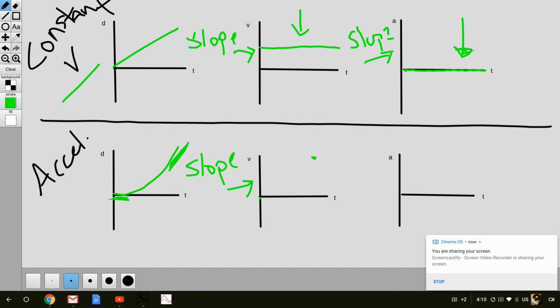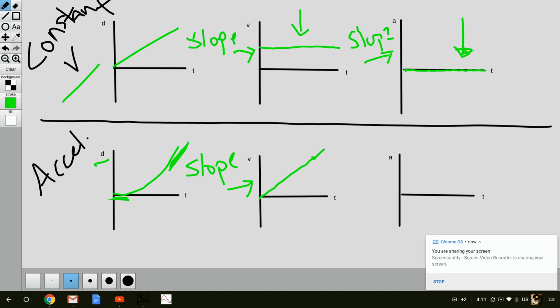Now it is constantly changing. That rate of change, believe it or not, is constant. And you just have to take my word for it for right now. But in our course, the only curved graph you will ever see will be a D versus T graph. So you'll never get a curved V versus T graph, so you don't have to worry about that.